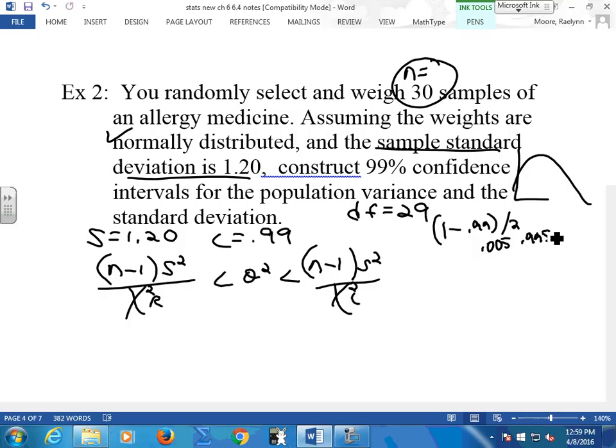All right, so you guys look this up. You have to be able to do this. This is the whole confidence interval. You're staring at it.